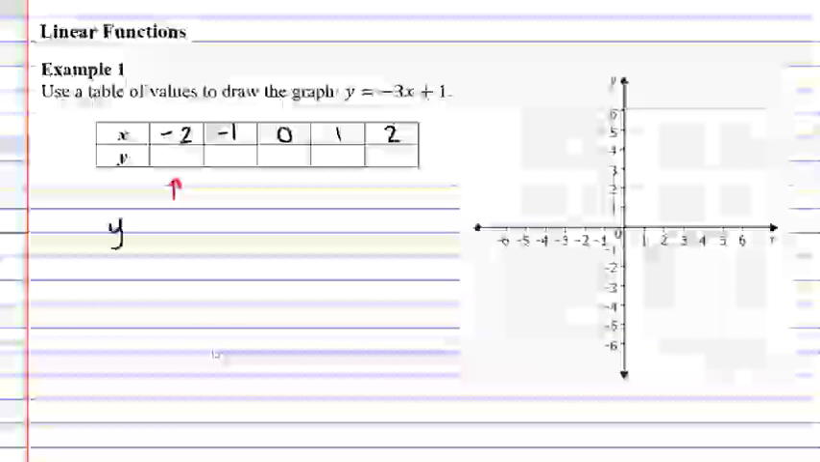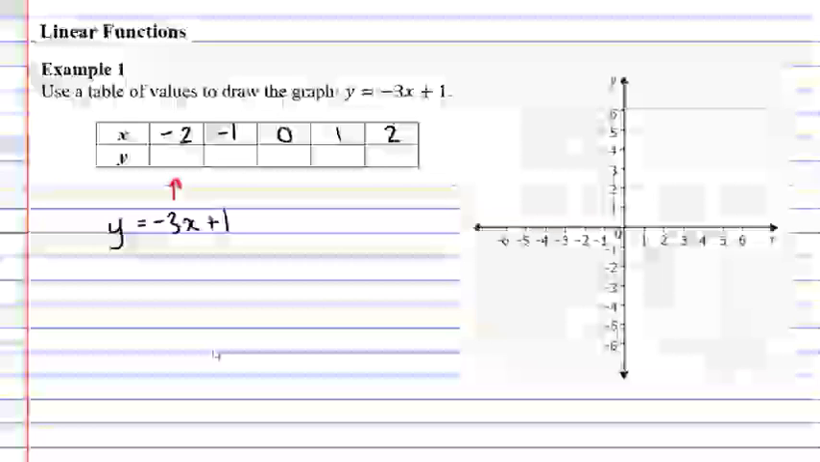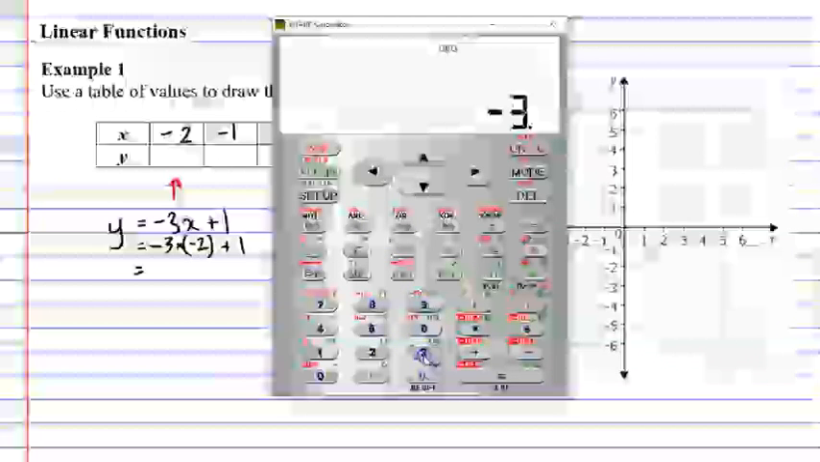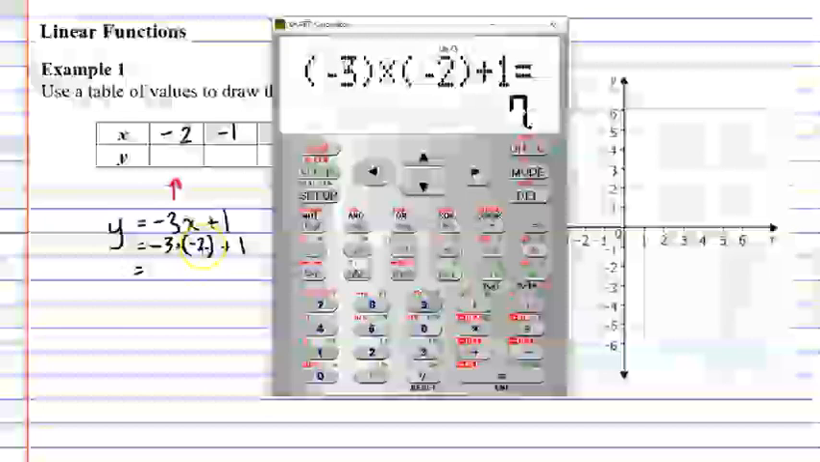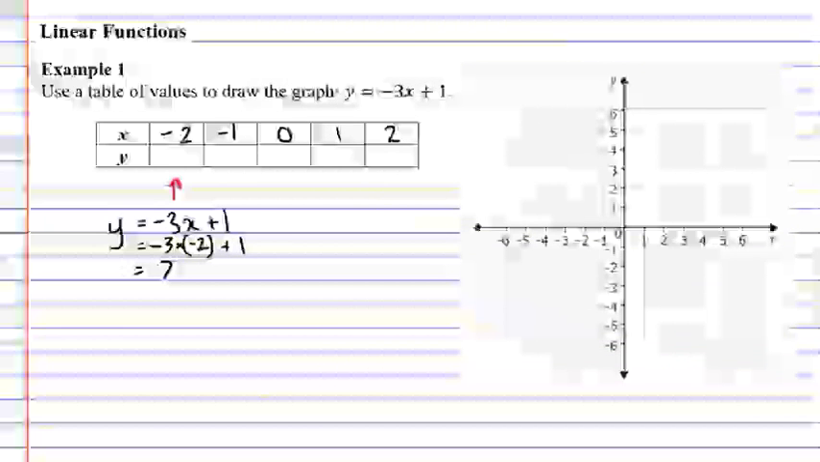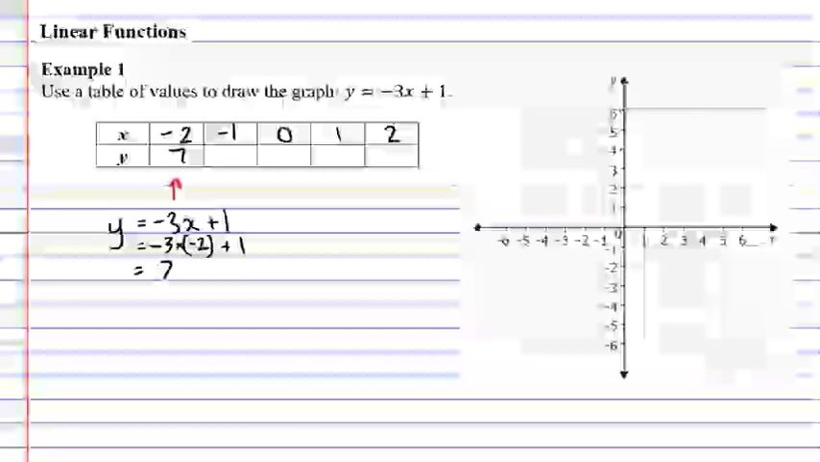So we're going to take our equation y equals negative 3x plus 1, and substitute x for negative 2. We write down negative 3 times negative 2 in place of x, plus 1. What do we get when we work that out? Let's bring up our calculator: negative 3 times negative 2 plus 1, which gives us 7. So in our y value, we're going to write the number 7.